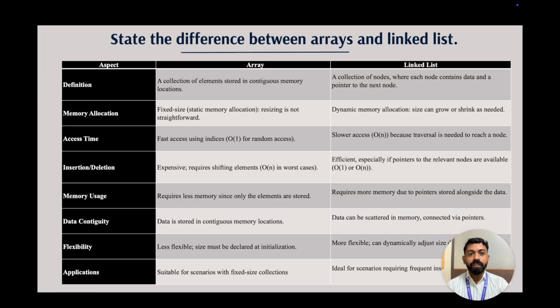State the difference between an array and a linked list. Definition: an array is a collection of elements stored in contiguous memory allocation.